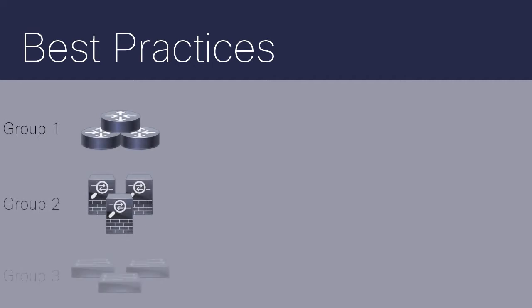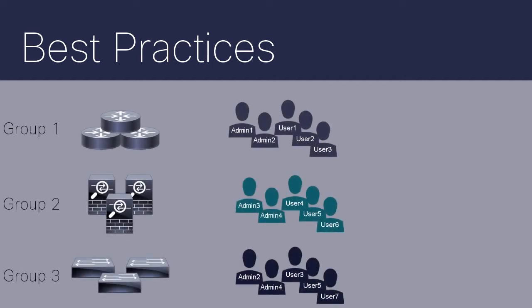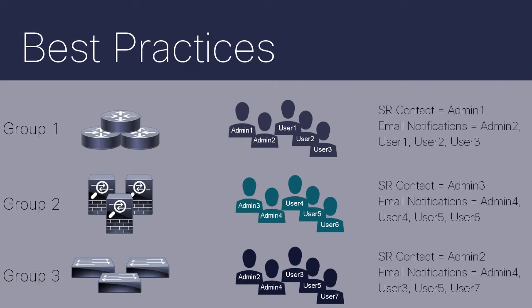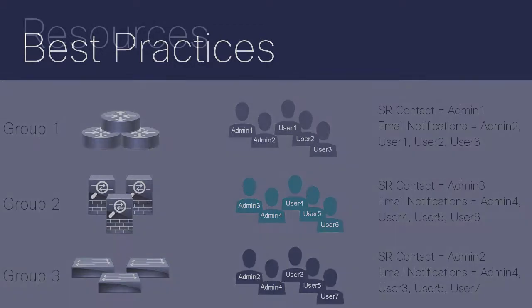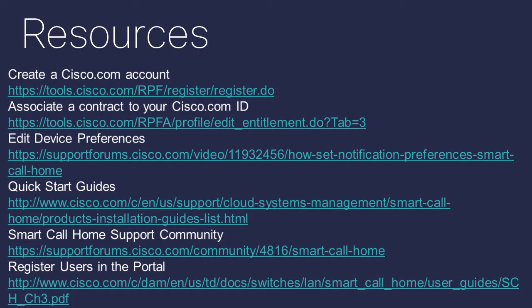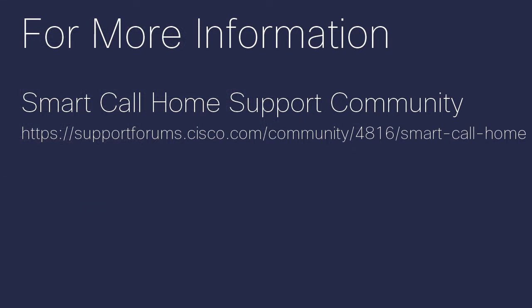Create device groups, then assign admins and users for each group. The device groups can then each be assigned preferences such as notifications and SR contacts. Use these resources to complete the tasks referenced in this video. For more information about Smart Call Home, visit the Smart Call Home support community.